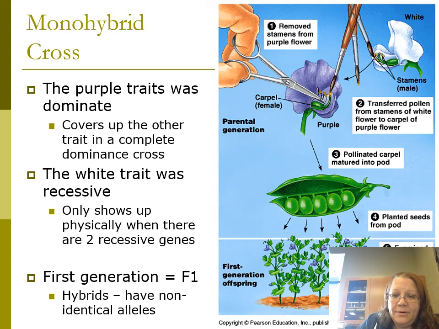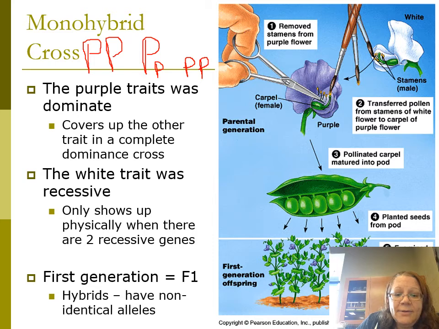So let's say we're using P's to represent that. If you were big P, big P, you would be pure purple. If you were big P, little p, you would be heterozygous, so not pure, but still purple. And if you were little p, little p, you would be pure white, okay? So the white trait's recessive. It only shows up when there are two recessive genes.